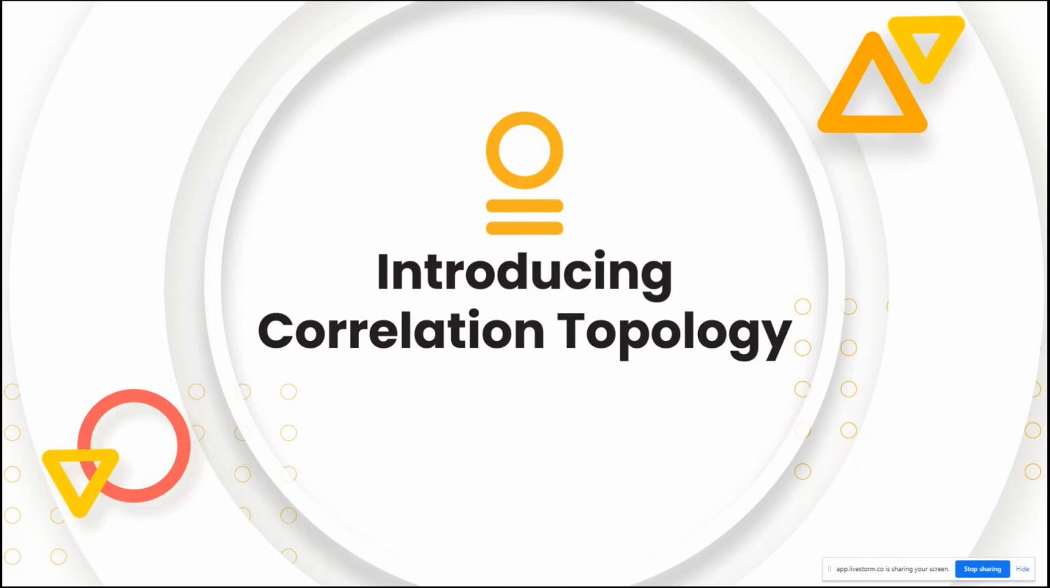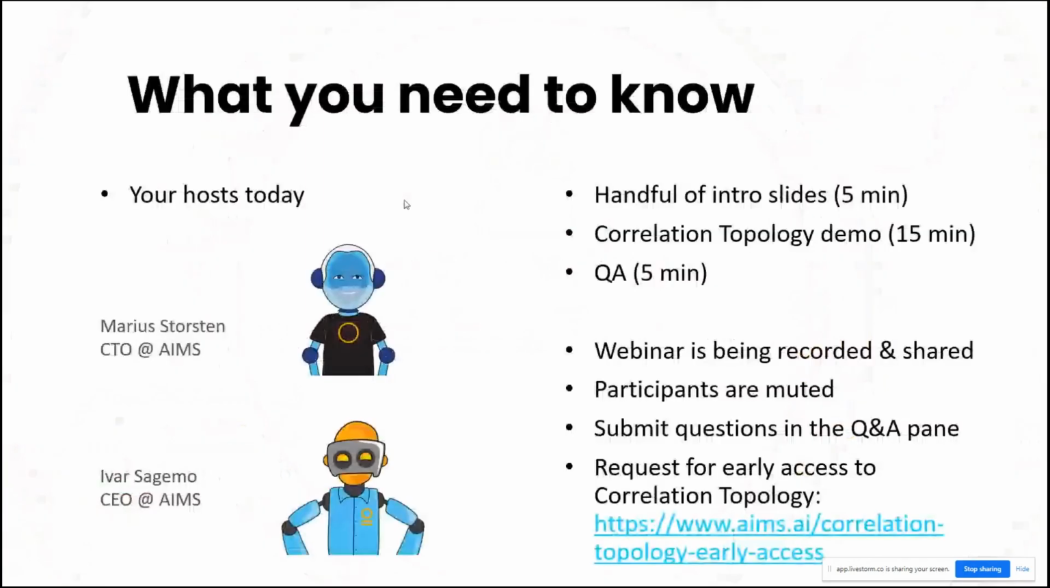So today you have Marius. Are you there, Marius? Hi. You want to say hi? Yes. Marius is AIMS CTO. He's the beautiful guy with the blue head. My name is Ivar. I'm the robot with the yellow head in this avatar.